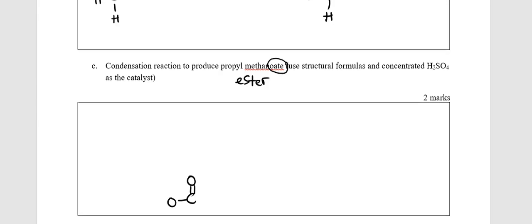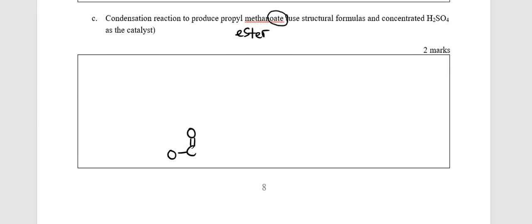Let's just get a little bit more room. Okay, so this is the alcohol side, and there are 3 carbon atoms in the alcohol according to the name propyl. So I need to draw 3 carbon here.